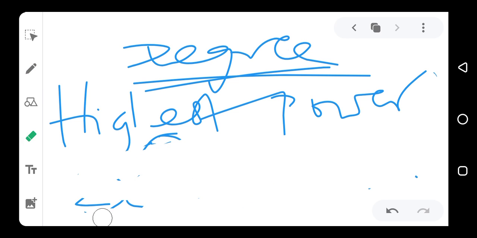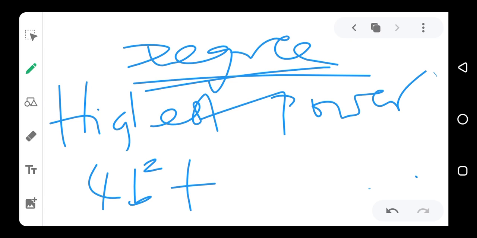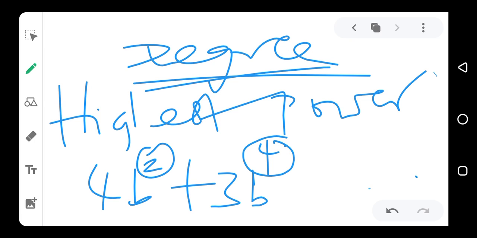If you have another example like 4b raised to power 2 plus 3b raised to power 4. Now here, the highest power is 4. Here the power is 4, and here the power is 2. Therefore, the degree of this expression is 4.